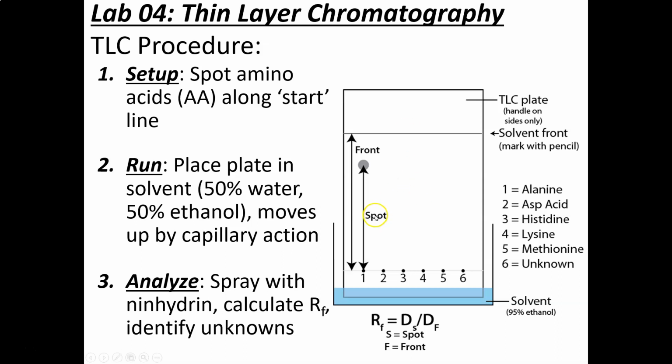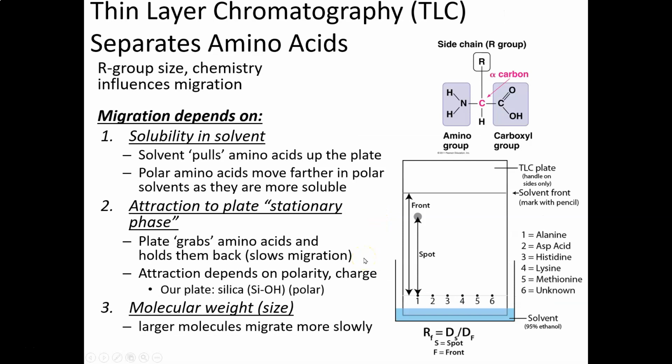And then you'll do your calculations with the measurements. So first of all, let's think about what's going to cause our amino acids to move. Well, if the amino acid spot was totally insoluble in the solvent, it will stay right where it was, right? But if it was soluble, it would move with the solvent. And the more soluble the amino acid is, the farther up the solvent it will move, okay?